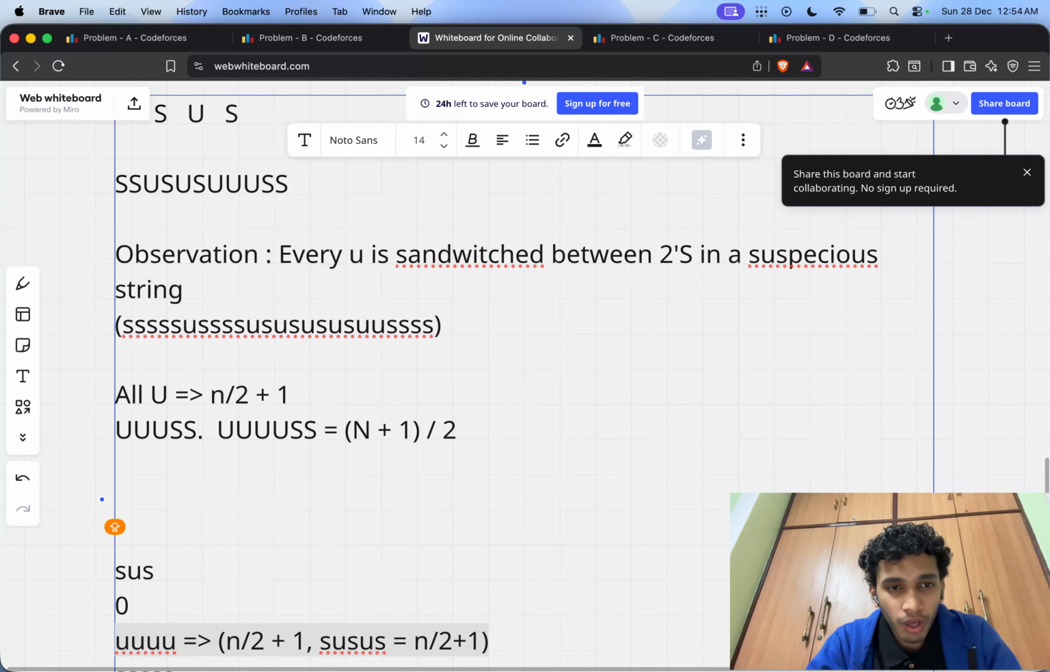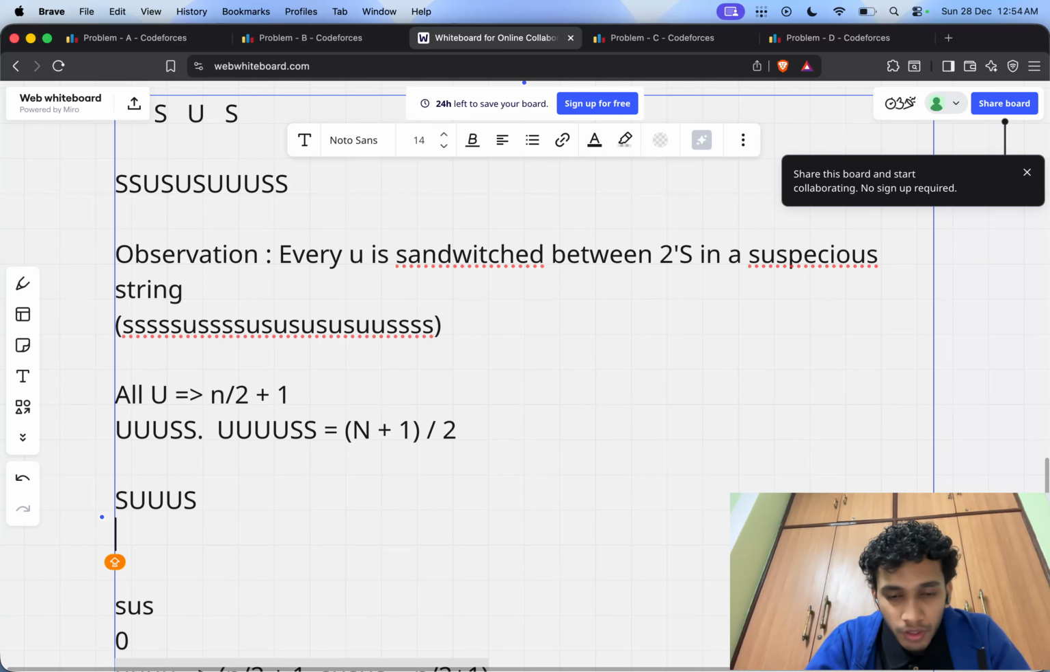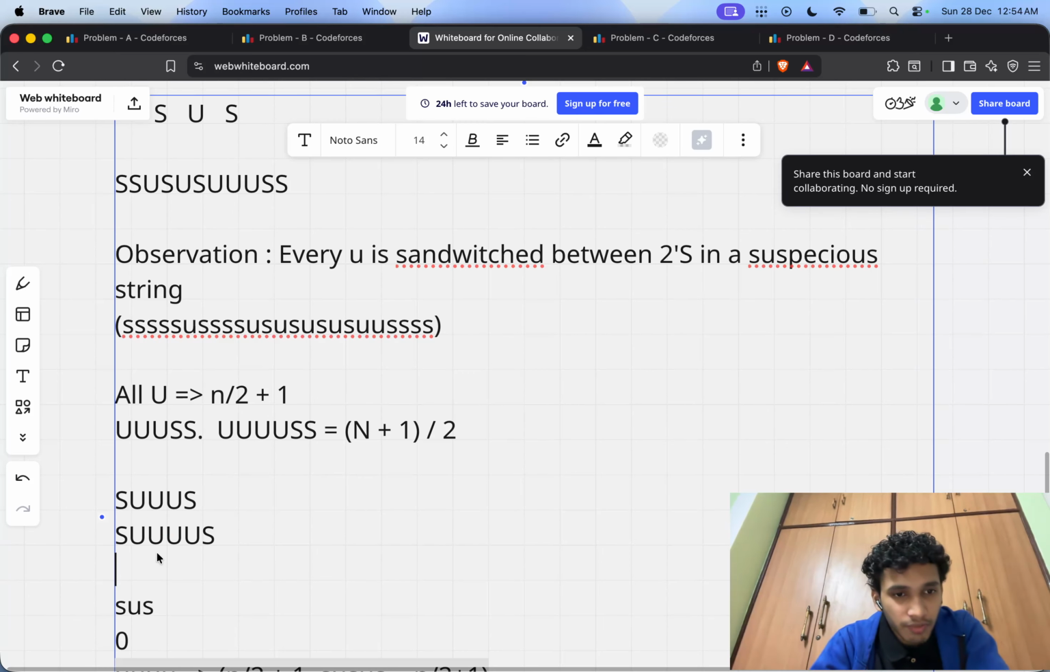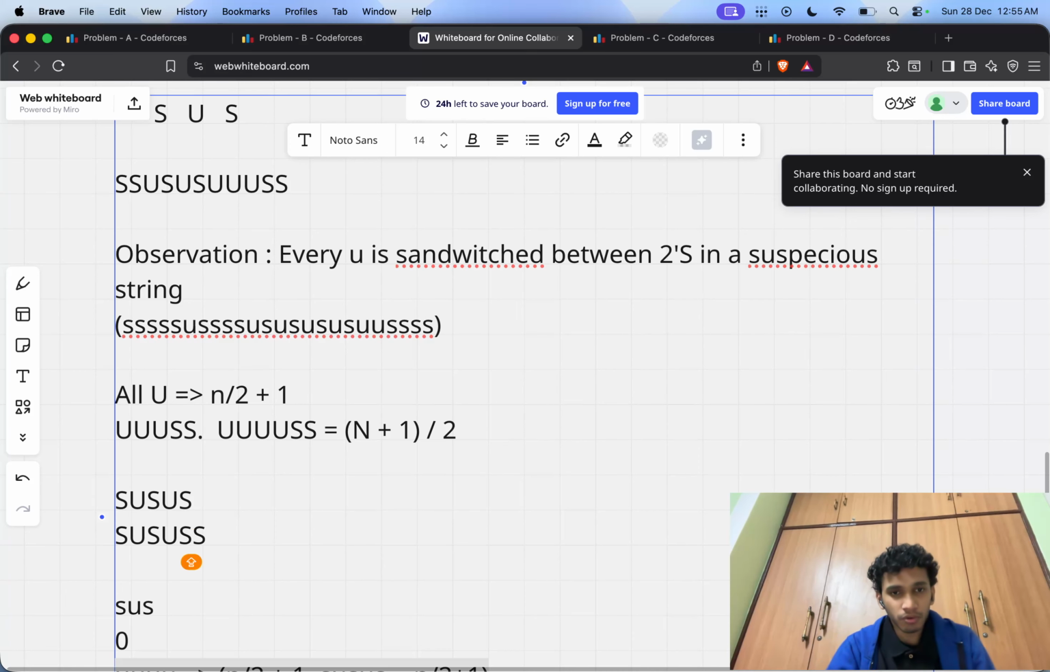Now let's move to the third case where the U's are sandwiched between S's. For this, let's analyze the odd case and the even case. For the odd case, just replace one of them. All right. For the even case, we need to replace this and this. So what is the formula finally? For 3 U's, we need 1 S, n by 2. And for 4 U's, we need 2 S, again n by 2. So the final formula comes out to be n by 2.